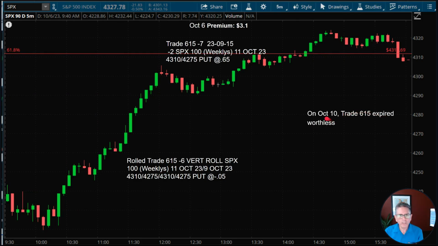So on October 10th, trade 615 expired worthless, and we ended on October 10th with $3.1 on these trades. Depending on how many contracts you had, that's how much you would get. Again, I'm going to answer all your questions, and I'm seeing them, which is good. And we'll talk about that.